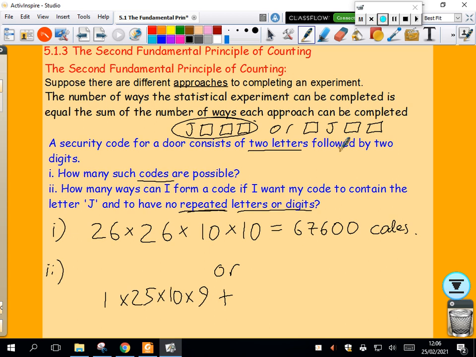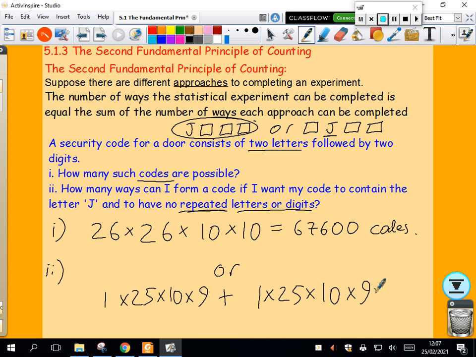And for the second option, well, actually, if you look, it's going to be exactly the same. My first task here is to place the letter J in the second position. There's only one way I can do that. My second task is to choose another letter to go in the first position. There's 25 ways I can choose a letter to go in the first position. Task 3 will be to choose a digit for the third position, 10 ways to do that. Task 4 will be to choose a different digit for the fourth position.